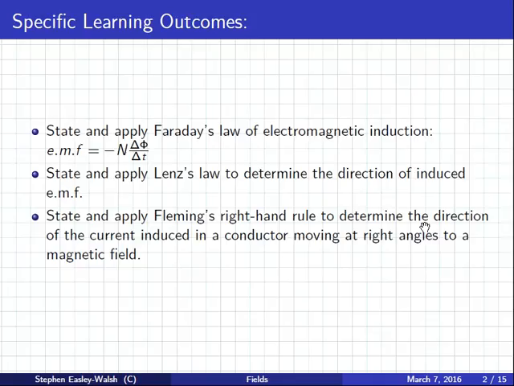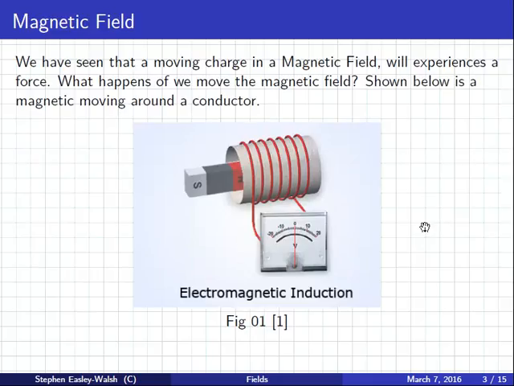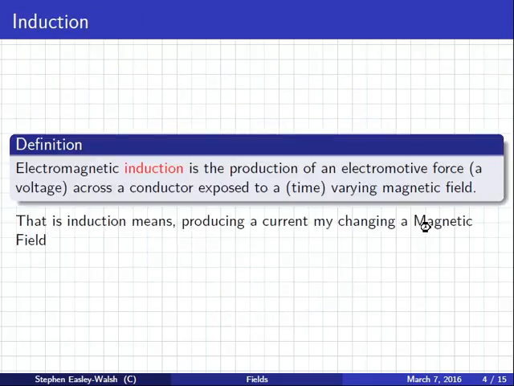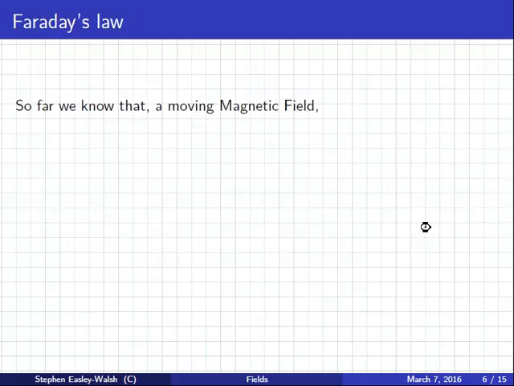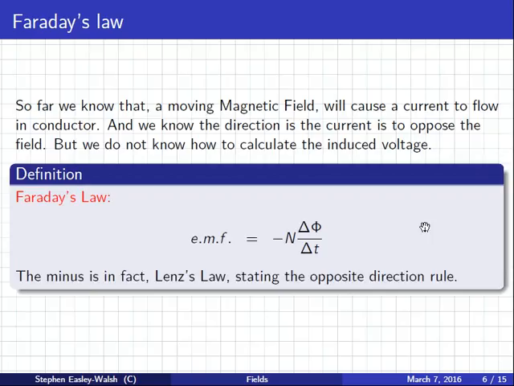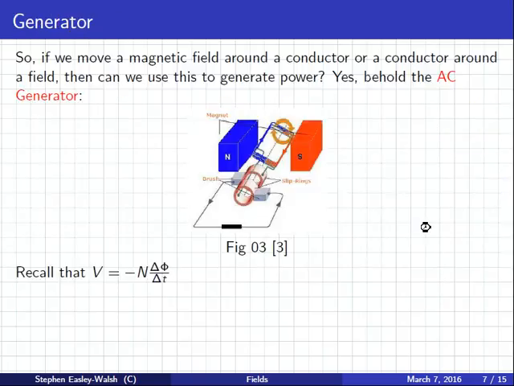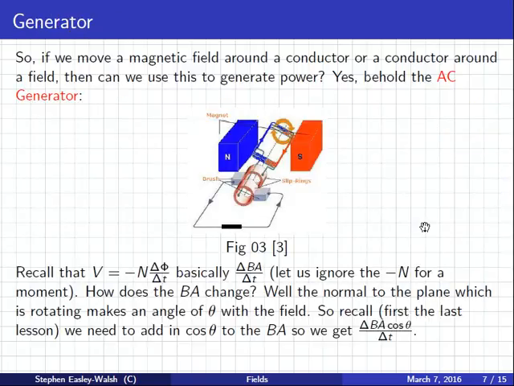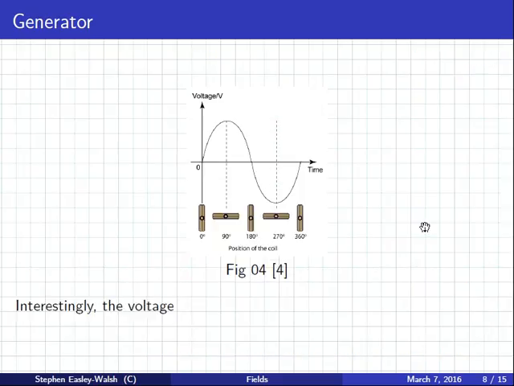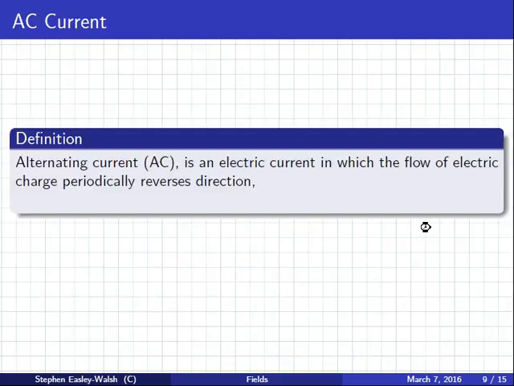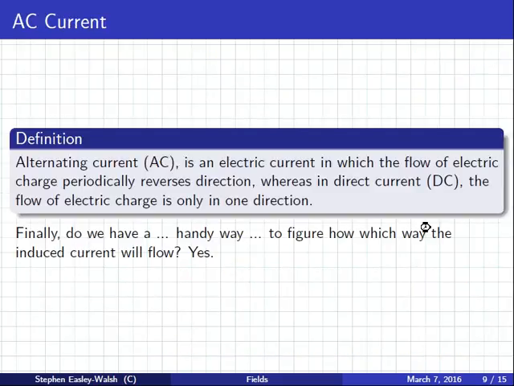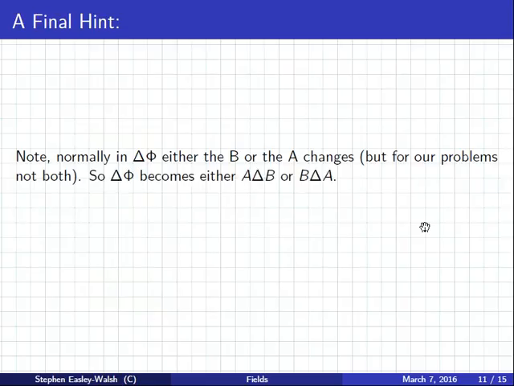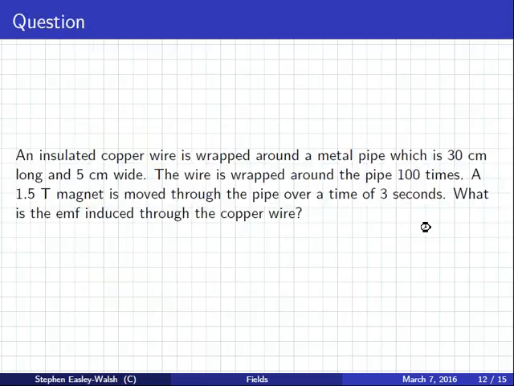Come on. Come on. You can do it. There we go. Okay, so we had this, and then we had this, then we had lenses, and then we had that, Faraday, the generator, and then we had this, and AC, and the hand, and final hint. And then slap.